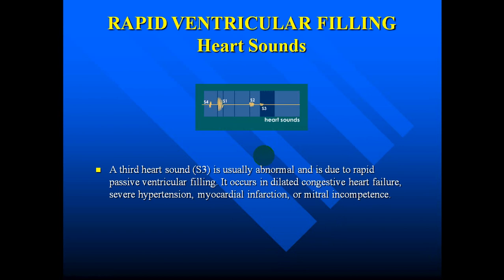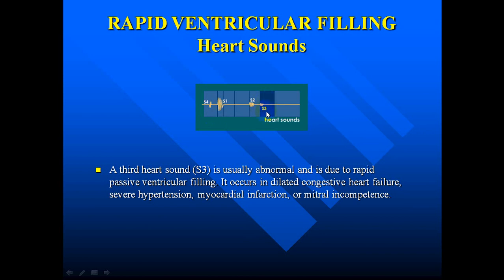This is the fourth heart sound, the other added sound. The third heart sound is usually abnormal, though sometimes normal in children and young adults, and is due to rapid passive filling. Look, this is the closure S1 of the mitral and tricuspid, and this is the closure S2 of the semilunar valves. S4, near S1 at the end of diastole, is due to the contraction of the atria against an abnormal ventricle, like in hypertension or hypertrophy. In a normal heart, there is no sound.